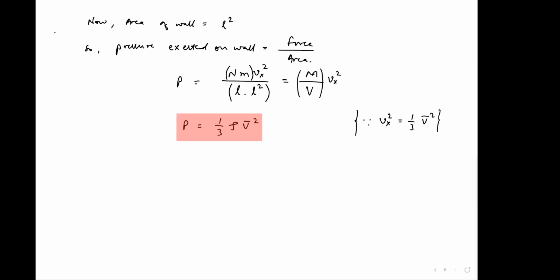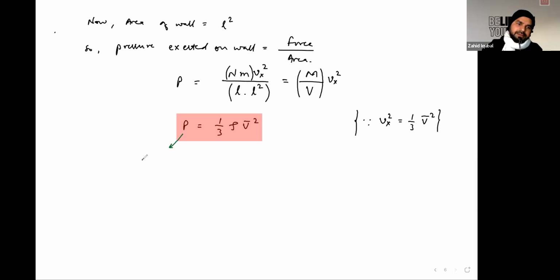Done, sir. Written. Okay. Now in this part, this is pressure exerted by gas. This is density. And this particular term is also called mean square velocity.